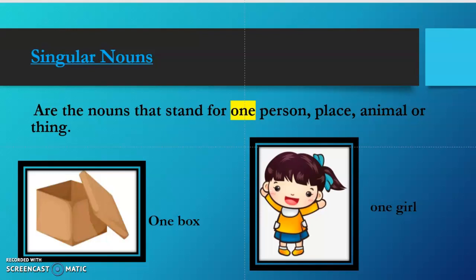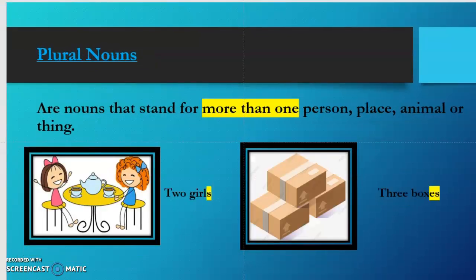Then we have plural nouns. Plural nouns are the nouns that stand for more than one person, like two girls. See how we have added the S? This S tells you that we are talking about not one, but two girls, or more than one place, like schools, more than one animal, like dogs, or more than one thing, like three boxes.